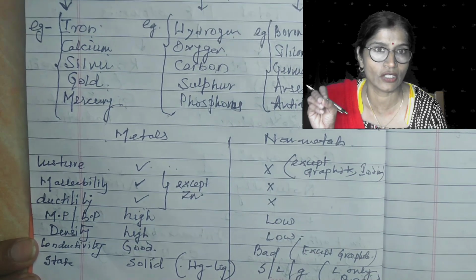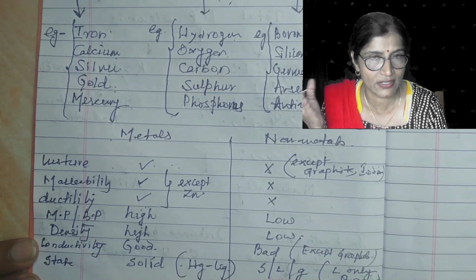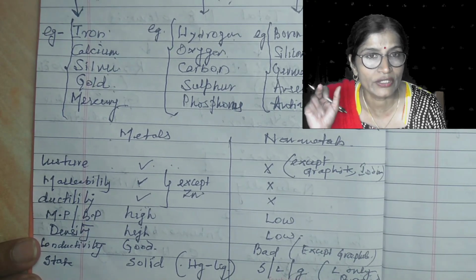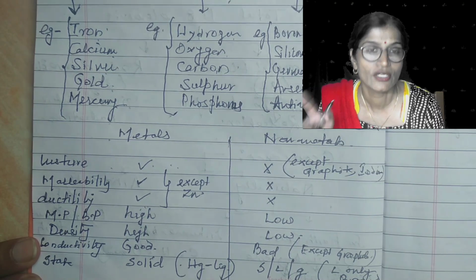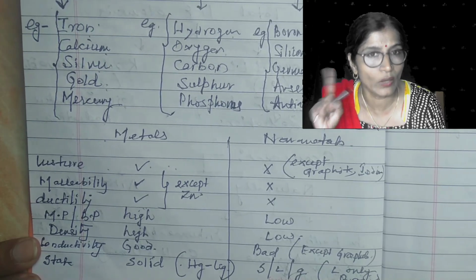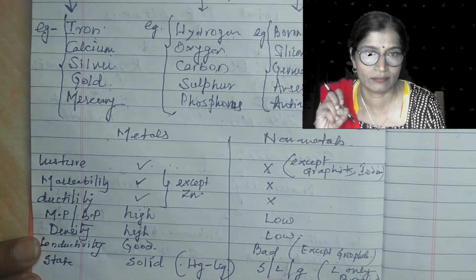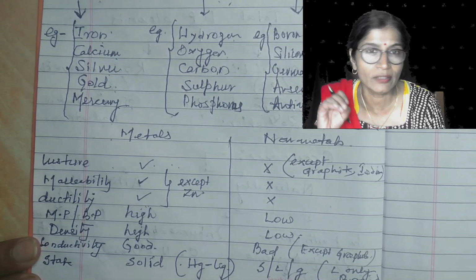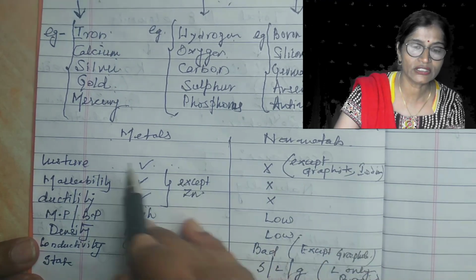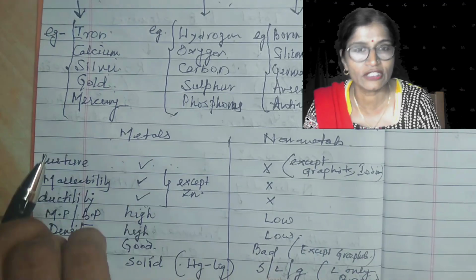For example, in the solid state: carbon, sulfur, phosphorus. In the gaseous state: oxygen, nitrogen. And in the liquid state, only bromine. So there is one metal in the liquid state, that is mercury, and one non-metal, that is bromine. At a slightly higher temperature, gallium is also in the liquid state. So this is about metals and non-metals. And according to electronic configuration, what are metals?